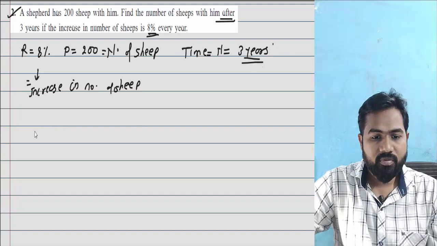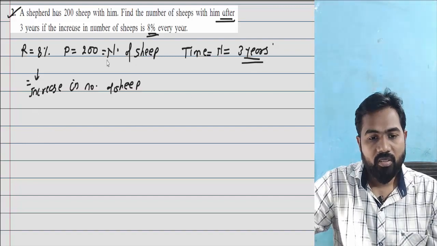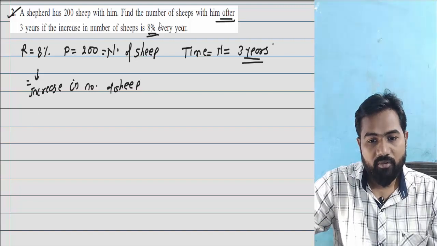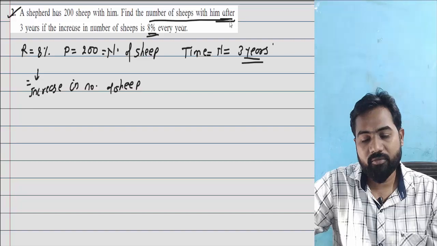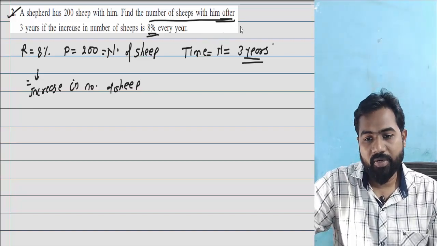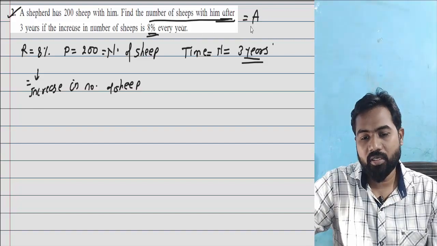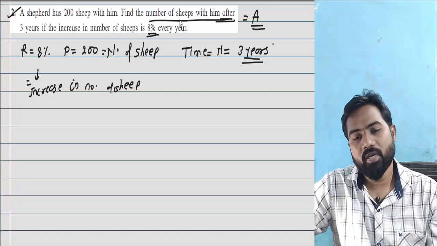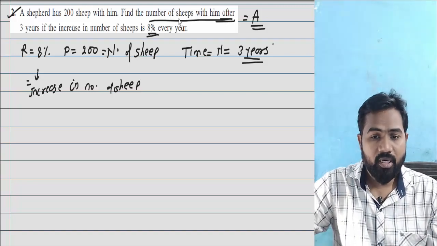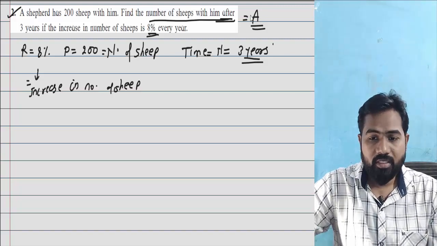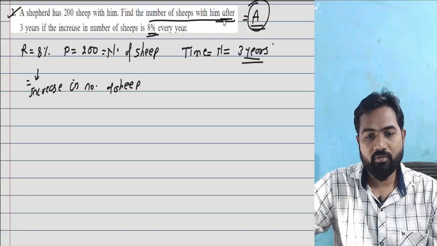So here we have to find the number of sheep with him after 3 years. What exact part do we have to find out? That means we have to find the amount. Is that clear? That means what will the amount be after 2 years, what will it be after 10 years, what will the population be after 2 years? That is the amount part that we need to calculate over here.